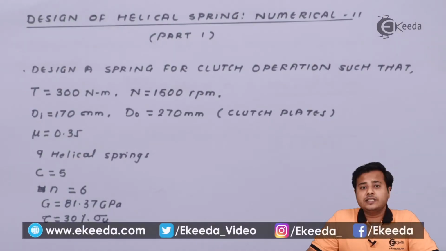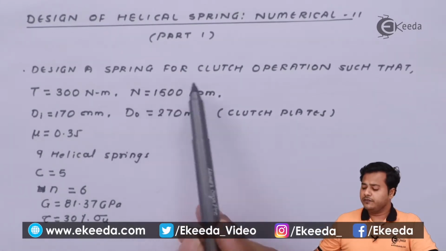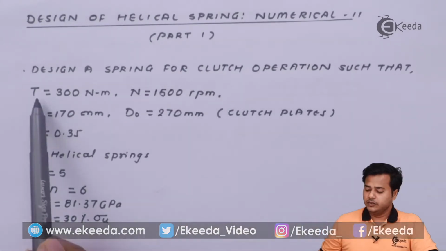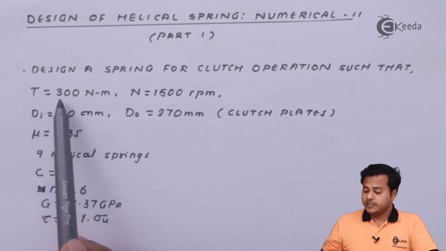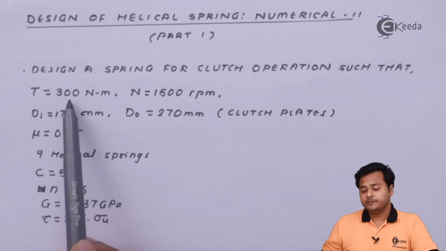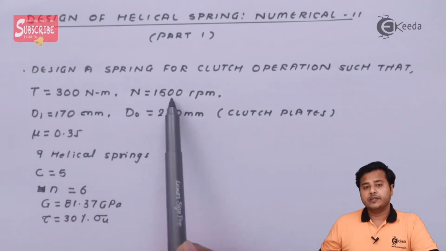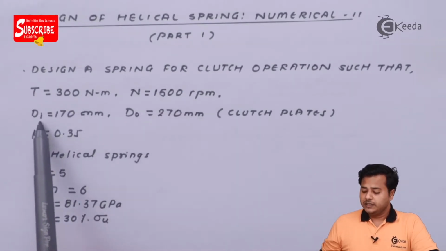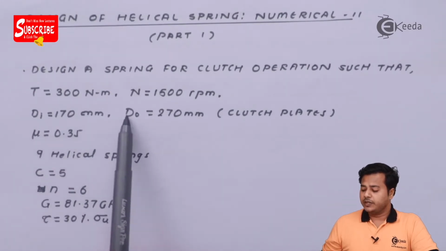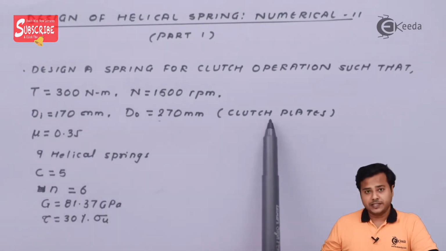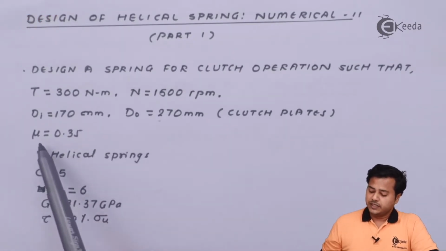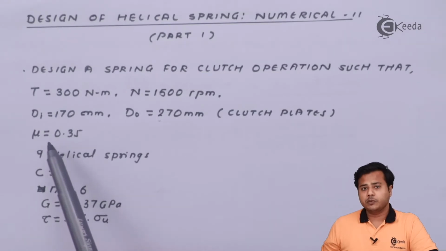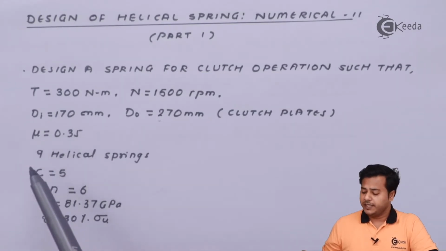So students, you can see on the screen there is a problem statement given, and it says design a spring for clutch operation such that, now the wording I have converted into this thing, I'll dictate for you, such that torque transmitted by the clutch will be 300 Newton meter and the RPM given is 1500 RPM. The inner diameter and the outer diameters are specified for the clutch plates, of course. These are not the diameters for the given spring.